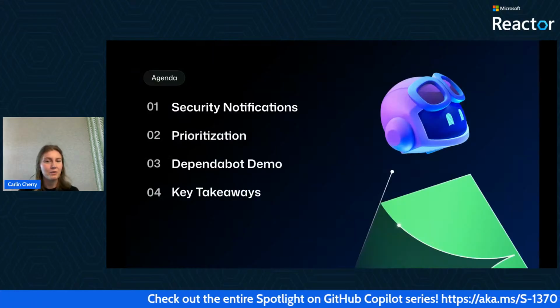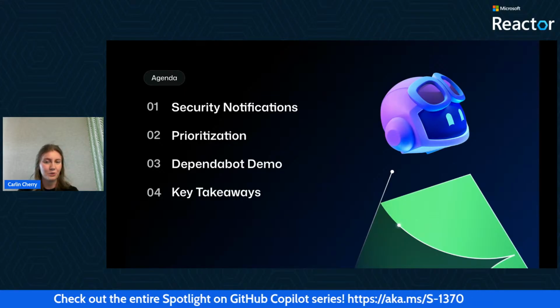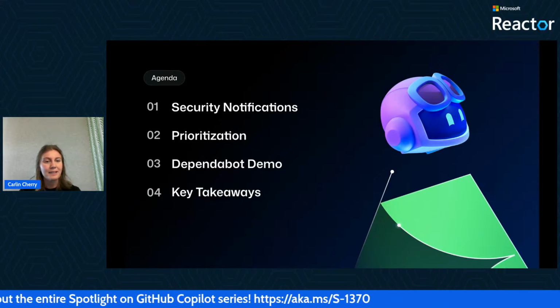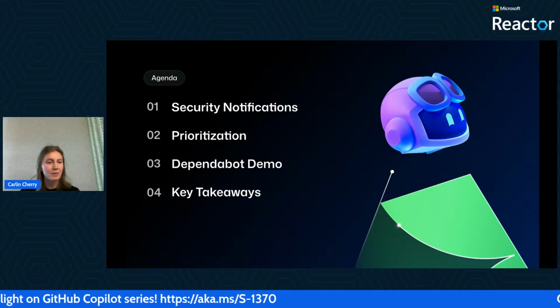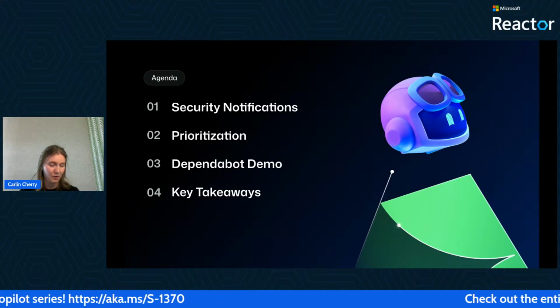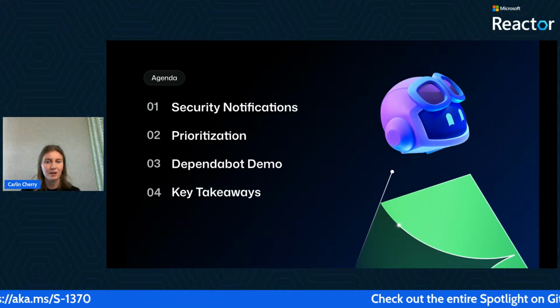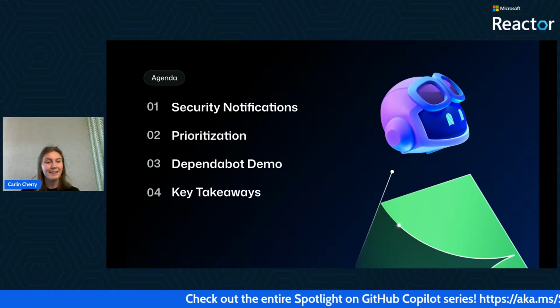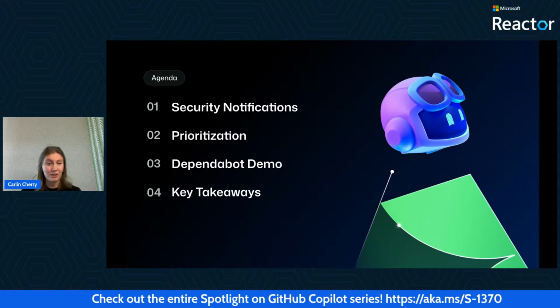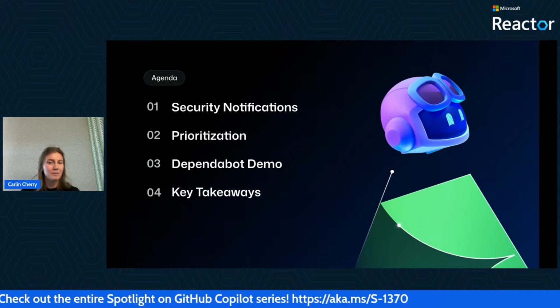I'll start by giving an overview lay of the land for security tool notifications. I'll then dive into some prioritization frameworks that can be used, both using the vulnerability context and your business context. Then I'll demo some of the things that you can do in Dependabot, things that you can put into action starting today. And I'll conclude with some key takeaways.